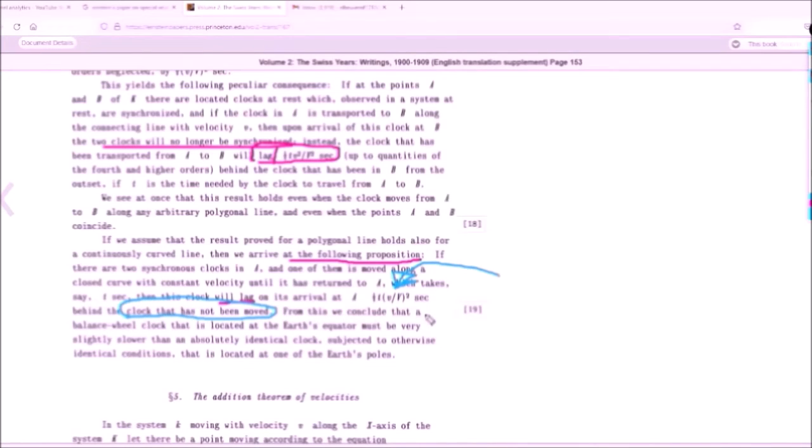From this we conclude that a balance wheel clock that is located at the Earth's equator must be very slightly slower than an absolutely identical clock, subjected to otherwise identical conditions, that is located at one of the Earth's poles. And from here, you can tell the man is a crook. So you started with the theory and you screwed up.